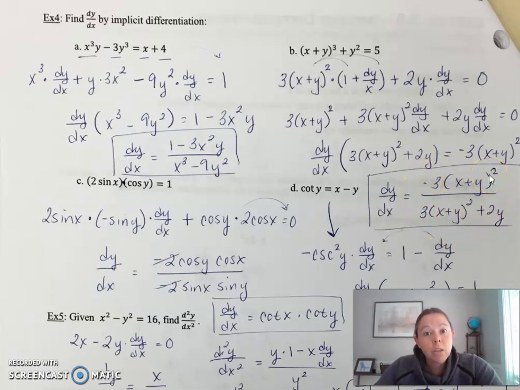And it's okay that you have x and y in your derivative. It just means you need both x and y to get the slope of the tangent line on this function. Well, it's probably not a function, but on this equation.